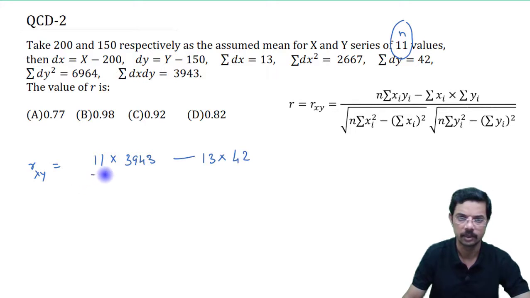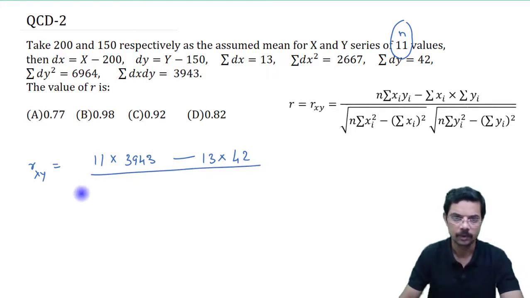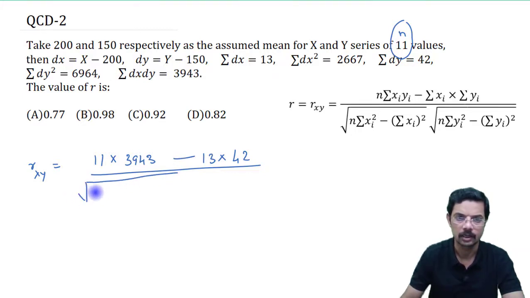Divided by the square root of n into the square root of n. N is equal to 11 into sigma xi square. Instead of xi we will be taking dxi square, that is 2667, so 11 into 2667. This is one part, minus the square of sigma xi. What is sigma xi? Sigma xi is 13, so it is 13 square.